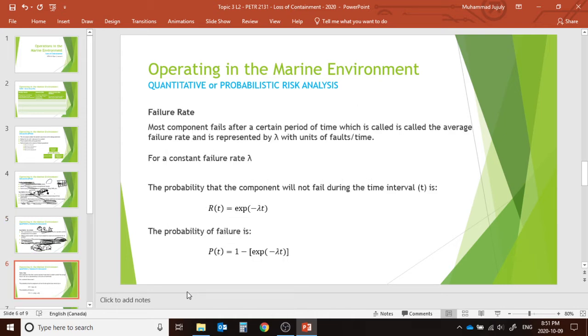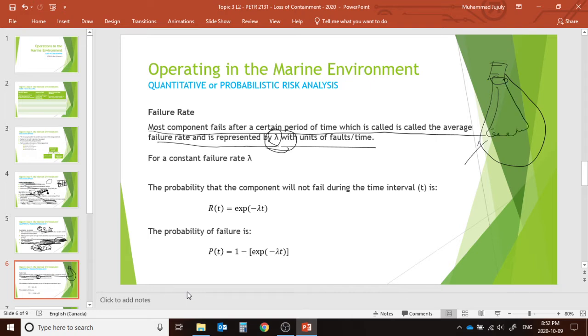Now, to calculate or quantify the risk, we need to know one important thing, which is called the failure rate. What is failure rate? A component fails at a certain period of time, which is called the average failure rate, and that is represented by lambda, with units of failures by time. Let me give you an example. For instance, an electric bulb has a filament. The filament is the critical component, and the filament has its own burn-in time.